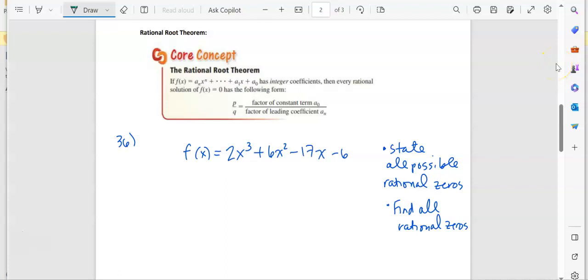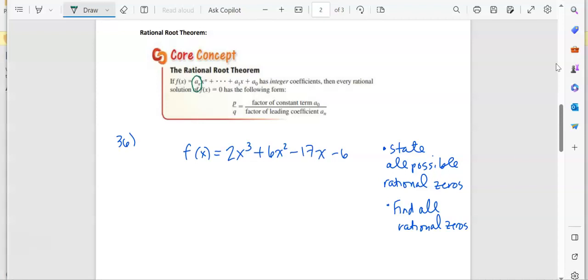Okay, in this video, we're going to look at the rational root theorem. The rational root theorem gives you a quick way to start to determine where your zeros can be. What you do is you look at the lead coefficient and the constant, and then you divide them out.